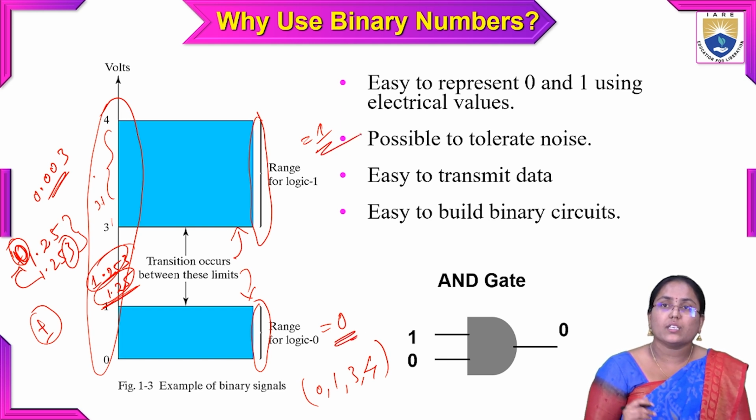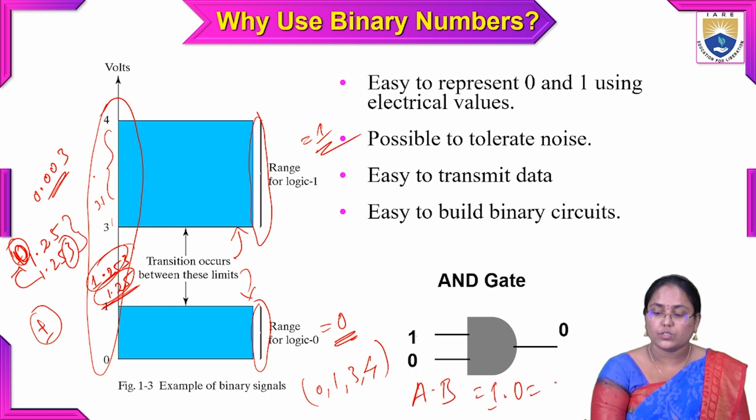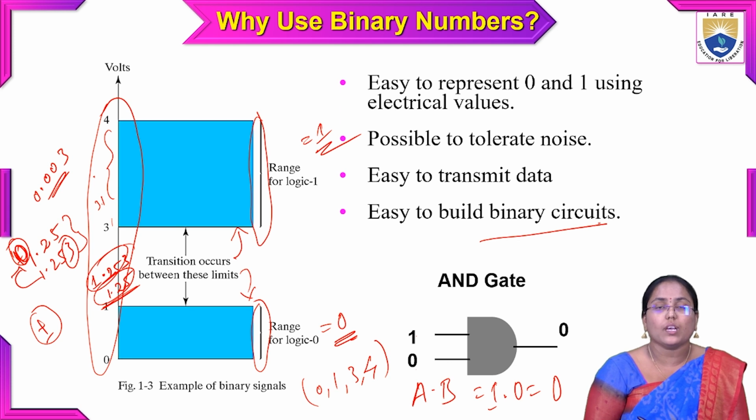Next, it is easy to build binary circuits also. As you can see, the AND gate is one such binary circuit. Here, 1 and 0, that is 1 multiplied by 0, like the logic A and B. Multiplying 1 into 0 equals 0. So it's easier to do this task in digital binary circuits if you use binary data rather than real numbers or any other numbers. It will be easier to work on this binary data.